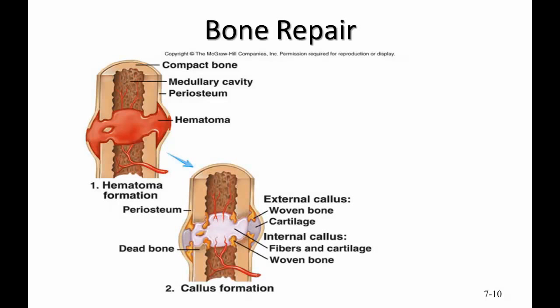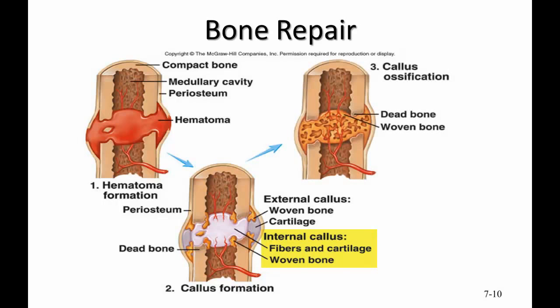After that, we get a callus formation. The internal callus formation is going to be that of cartilage. Okay, so we get some cartilage. Woven bone is going to start to encroach on it, and basically we're going to form a callus. Now the internal callus, again, is going to be made of cartilage. Also the external callus as well is made of cartilage.